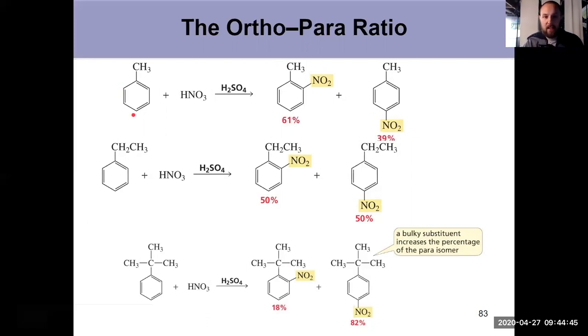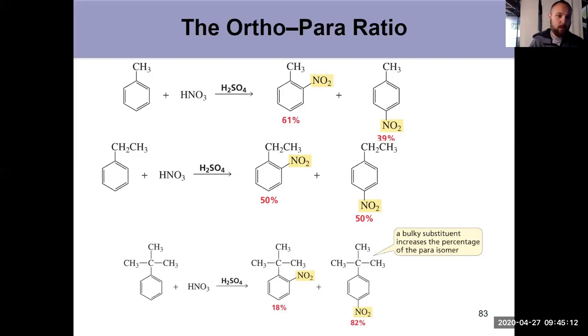But it depends on the size of our substituent because the ortho position is also more sterically crowded. So the larger the size of your substituent that's on benzene, or the larger the size of your electrophile, the greater the chance it's going to favor the para position. But even at the end of the day, if you get two products, they're not difficult to separate because they have different physical properties. So you can separate them out by things like distillation.